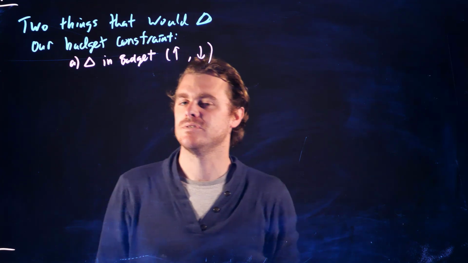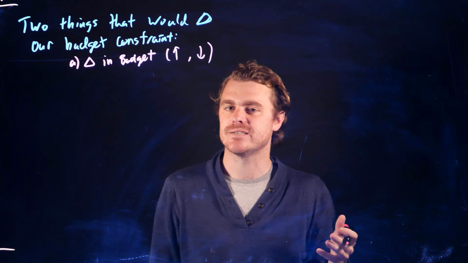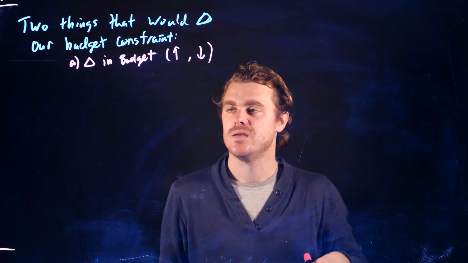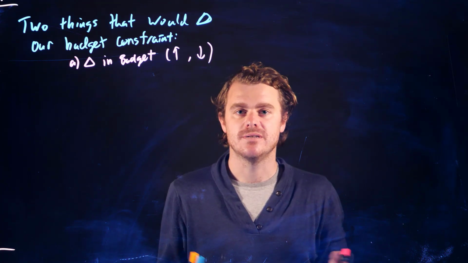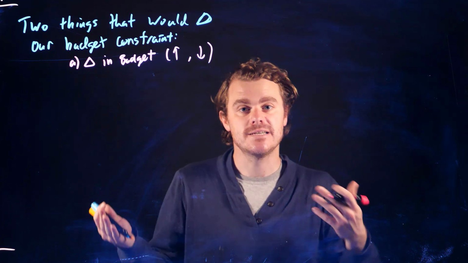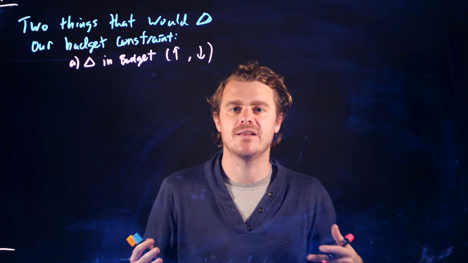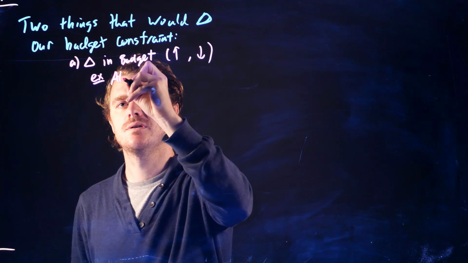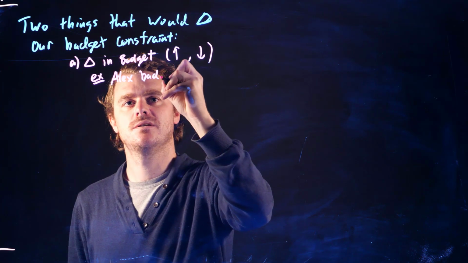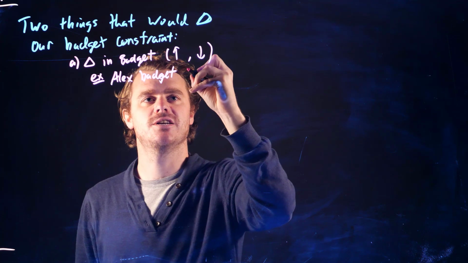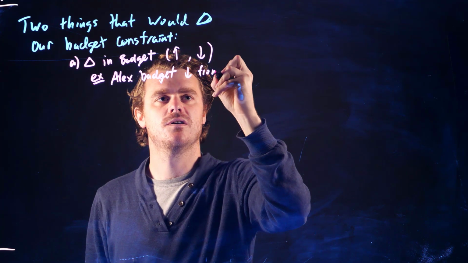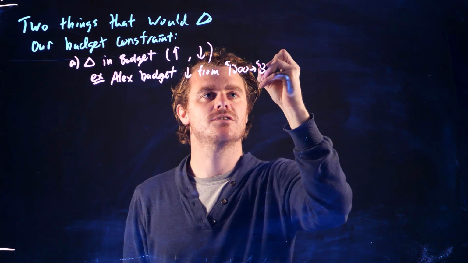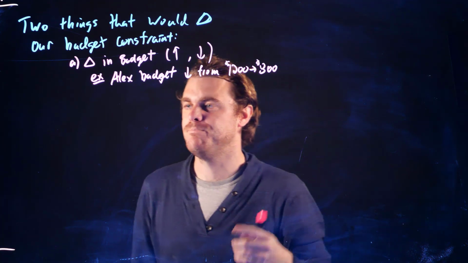or down. So for instance, let's say Alex used to have $1,200 to spend on fish and mangoes, and maybe it goes up and he now has $1,600 to spend, or maybe it goes down and he has $800 to spend. So for example, Alex's budget decreases from $1,200 to $800, or it could go up.